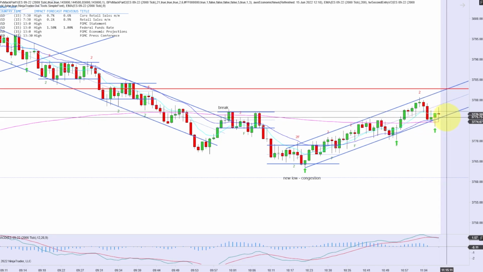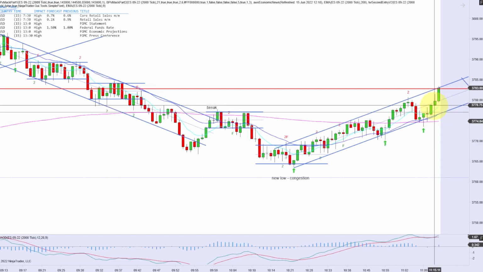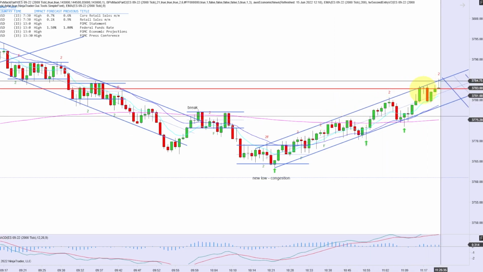Enter one tick above the signal bar. Prices move up, stop loss is going one tick below the signal bar, and prices would have chopped up. You would have been in and out for the scalp. Prices do make it to the opposite end of this channel here, so we're showing a healthy uptrend.